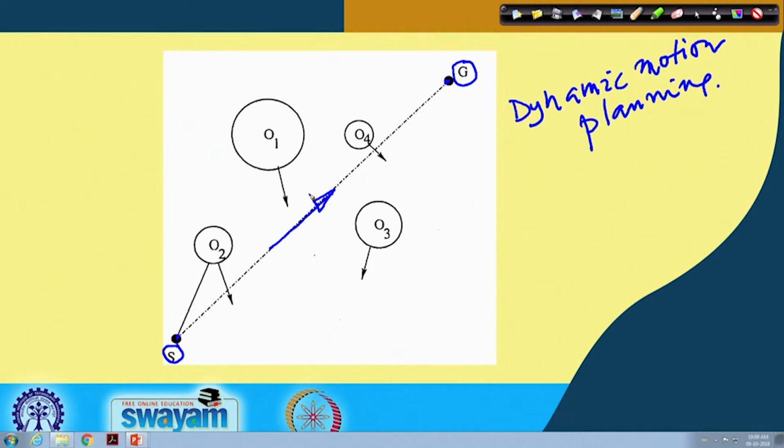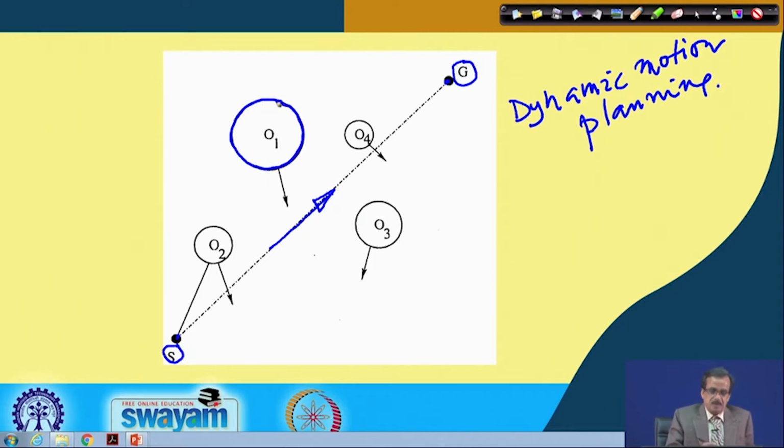But here the physical problem is slightly different, in the sense that we have a few moving obstacles. For example, we have obstacle 1, denoted by O1, then obstacle O2, obstacle O3 and obstacle O4. What is our aim? Our aim is to find a collision-free and time-optimal path for this robot, starting from point S to reach point G.